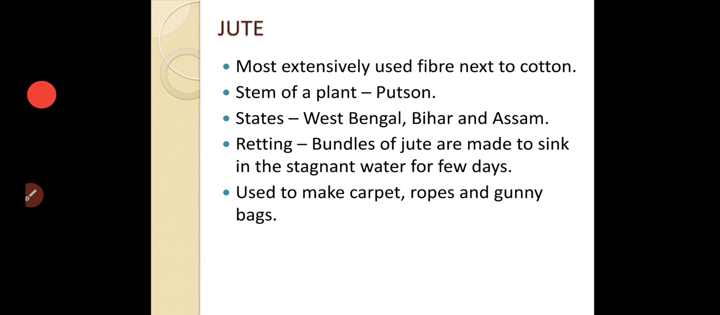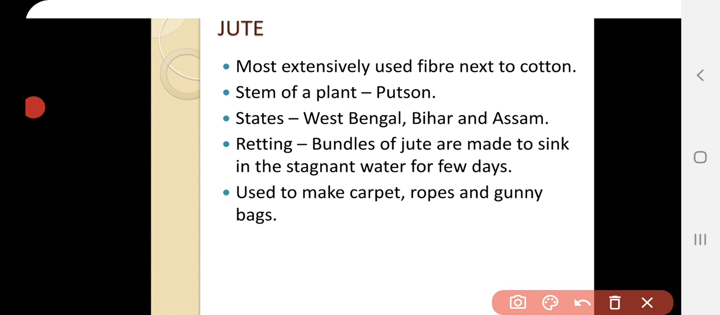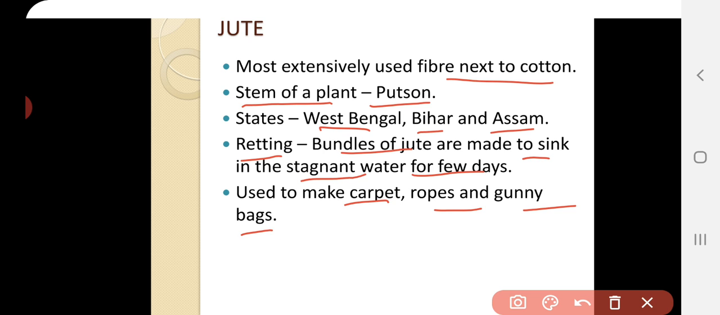Next is about jute, the most extensively used fiber next to cotton. So the leading one is cotton, and next to cotton it is jute. We extract this fiber from the stem of a plant. West Bengal, Bihar and Assam are the leading producers of jute. By the process of retting, the bundles of jute are made to sink in stagnant water for a few days. This helps to remove the sticky substance present in the stem, and it gets ready for making the fibers used to make carpet, rope and gunny bags. So these are the uses of jute.